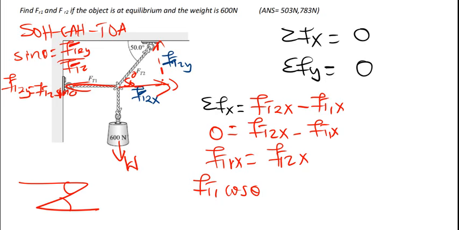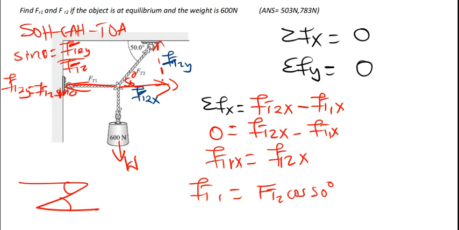Now for this one, FT1 cos theta, what we need to understand is that we don't have an angle, so I'll just leave it as FT1 just like that, because I don't have an angle. FT1, that's all. Then this one now is going to be FT2 cos the angle. Now the angle in that case is 50 degrees.